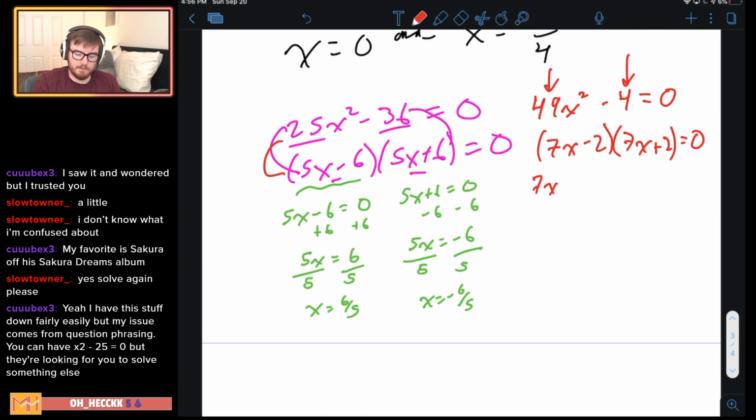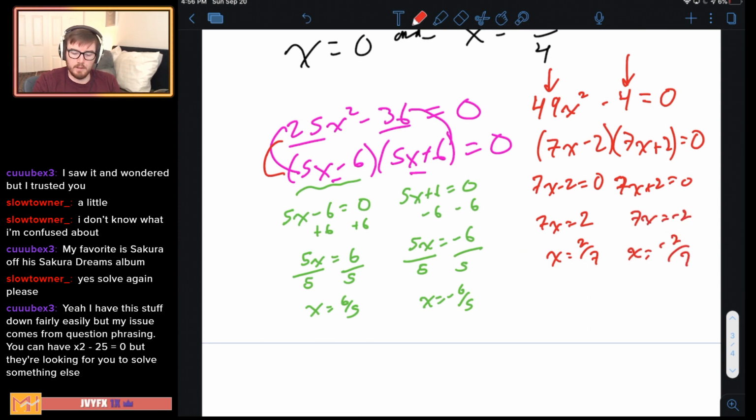And then I set these factors equal to 0. And I get 2/7. And I set this one equal to 0. And I get negative 2/7.